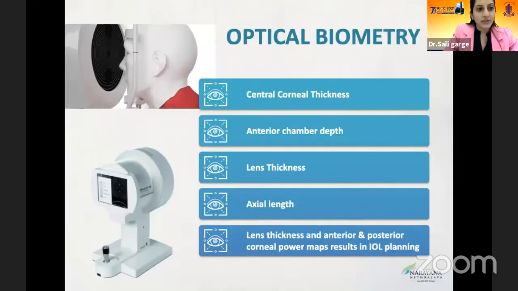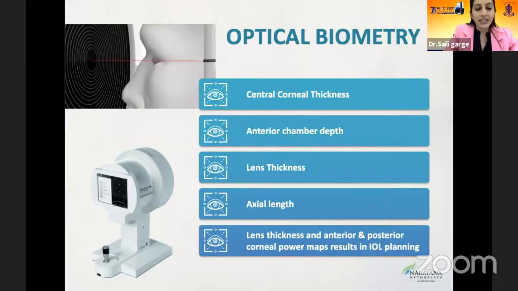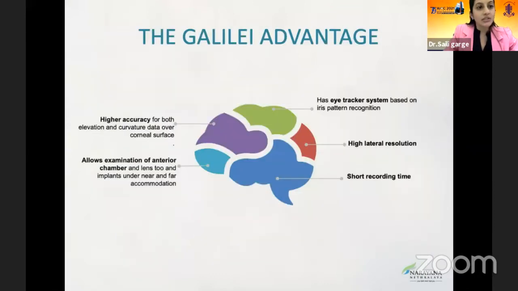The optical biometry measures the central corneal thickness, the anterior chamber depth, the lenticular thickness, the axial length, and helps in IOL planning. What are the advantages of Galilei? Higher accuracy for both elevation and curvatural data of the cornea. It has an eye tracker system based on the iris pattern recognition, high lateral resolution, and short recording time.